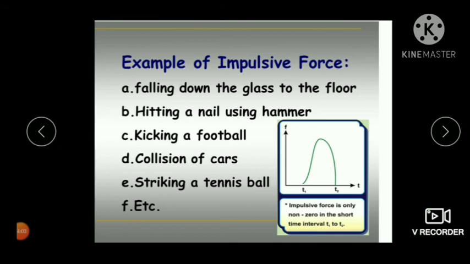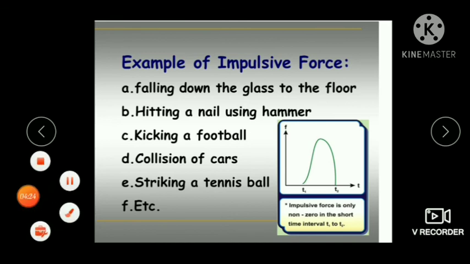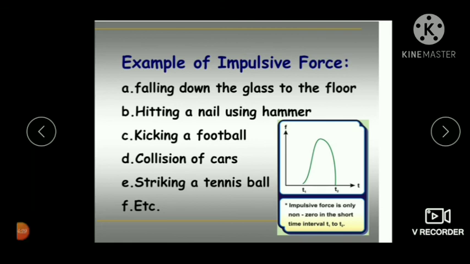So in today's class, what did we learn? The first part we learnt is what is impulse, and what is impulsive force. Impulse is the product of force and time, while impulsive force is a large force exerted for a short time. And this impulse is equal to change of momentum, or impulse is equal to change in momentum.